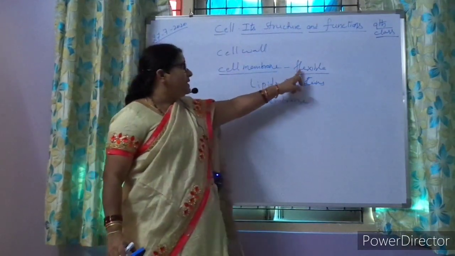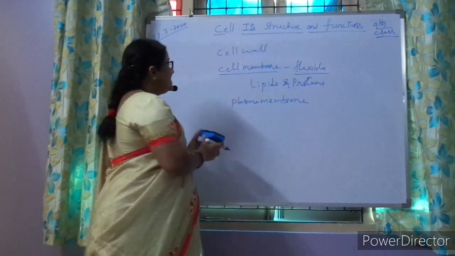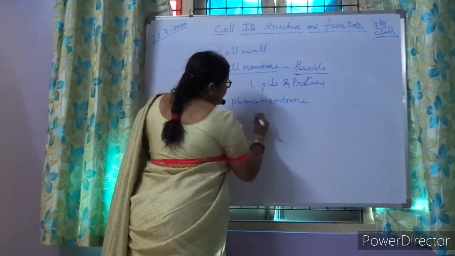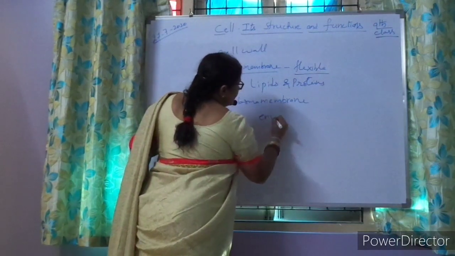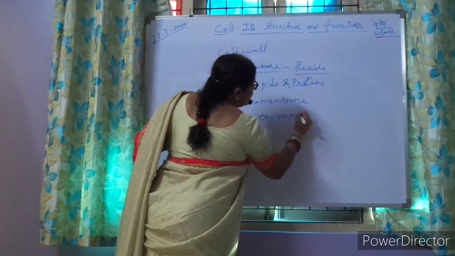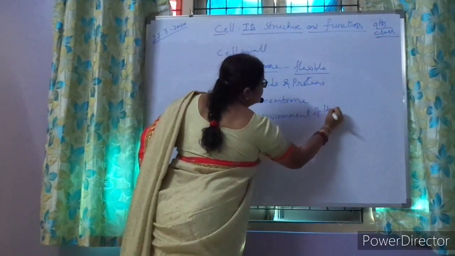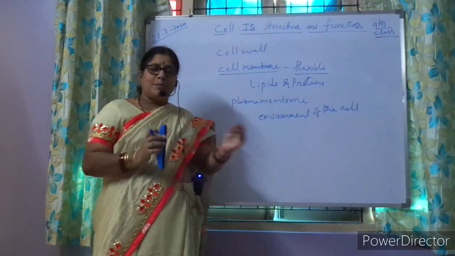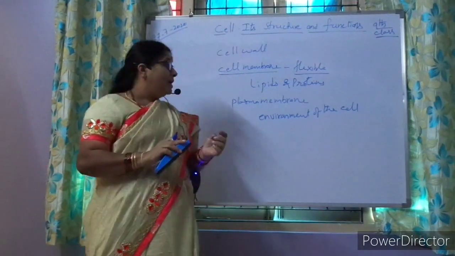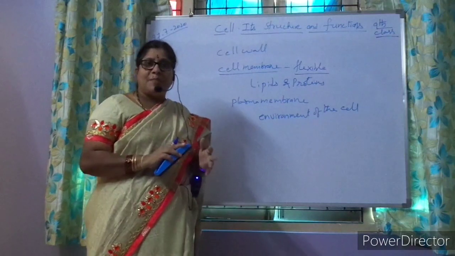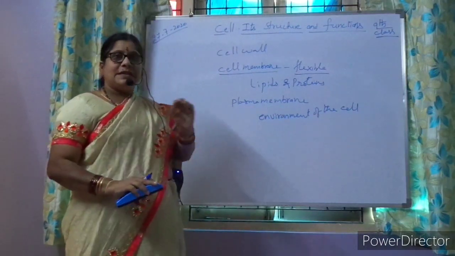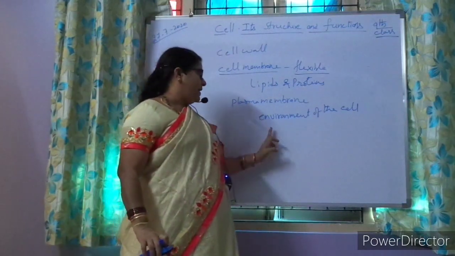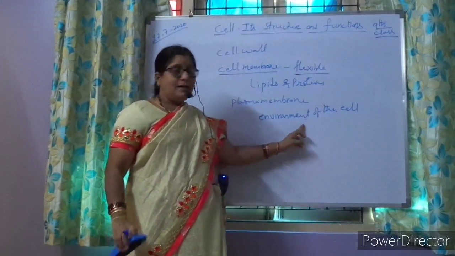Why? Because it is flexible in nature, and its function is that it helps in maintaining the environment of the cell, inside and outside, from one cell to another cell. Suppose we observe the different cells which are present, all these cells do not have the same type of environment, so each and every cell is differentiated from another cell. That is because of the plasma membrane. Okay? Is it clear?